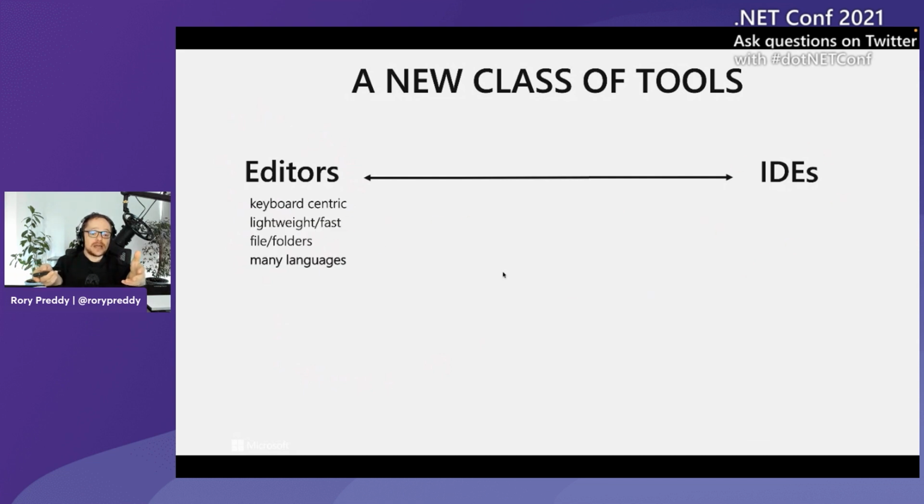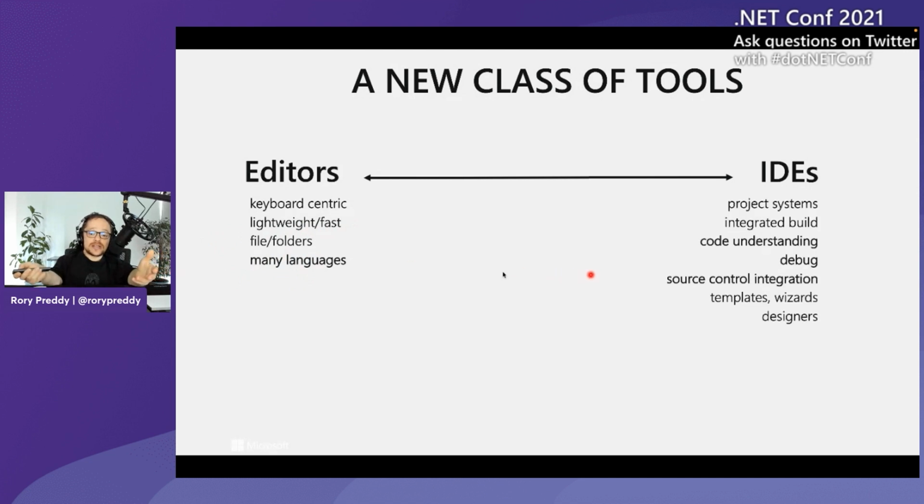So what is an editor? An editor is keyboard-centric, lightweight, and fast. It understands files and folders, and you can use different spoken languages and actually programming languages if you think about it. An IDE has project systems, so it's more aware of projects, not folders, integrated build, code understanding, debugging, source control integration, templates, wizards, and designers.